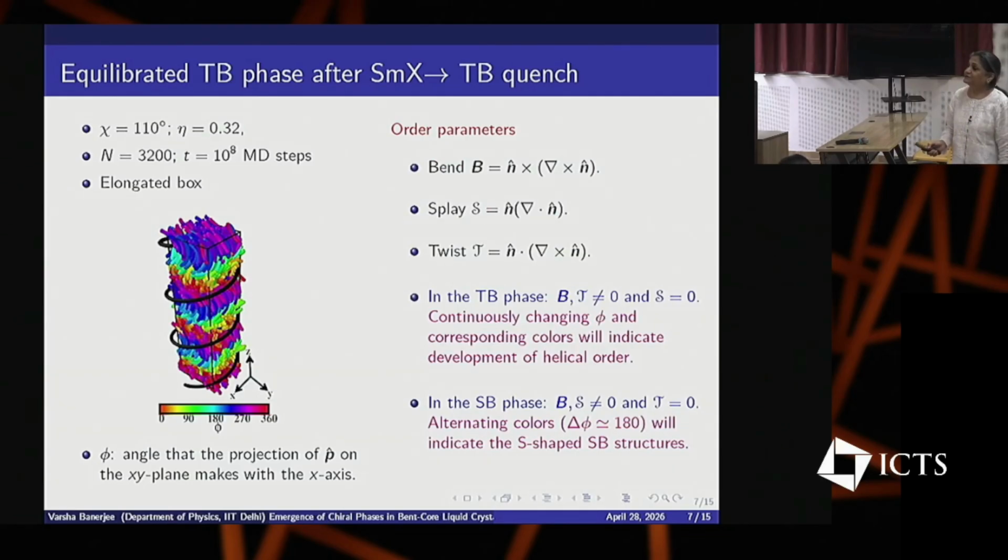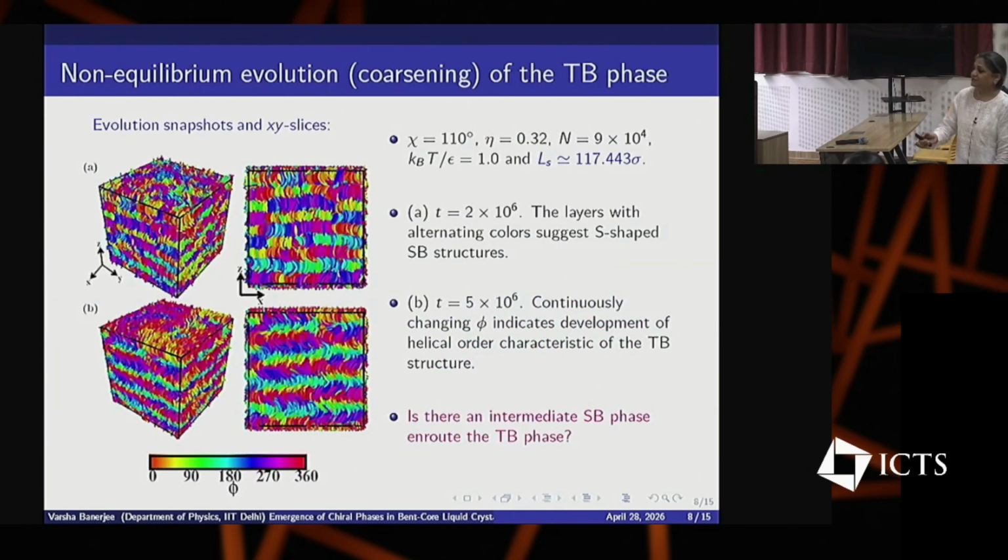These are the order parameters that one requires to characterize this phase, and here's the twist bend structure. One nice aspect here is that you get the helix, and that is characterized by a continuous change of colors that one sees here. The splay bend phase will be characterized by alternating colors. I won't go through the details because it's a real stress to fit everything in 8 minutes.